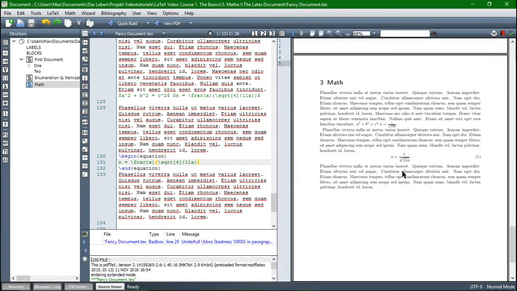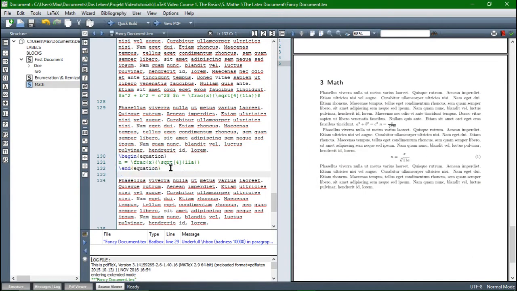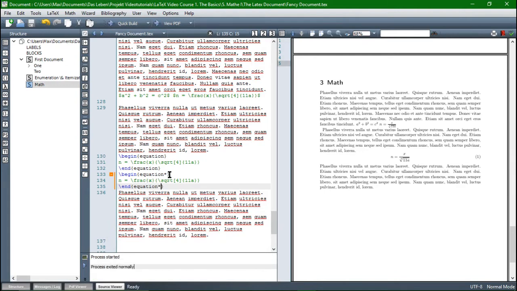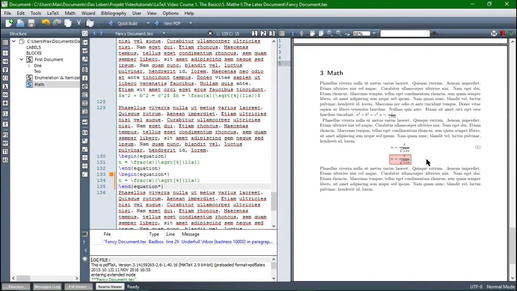Now, just to show you the third environment we can use here. It's the same as the equation environment, with the difference that it has a little star behind equation. And this will lead to the equation not being enumerated. So that's the difference. If you want the equation enumerated, then use the equation environment. If you don't want it enumerated, use the equation star environment.